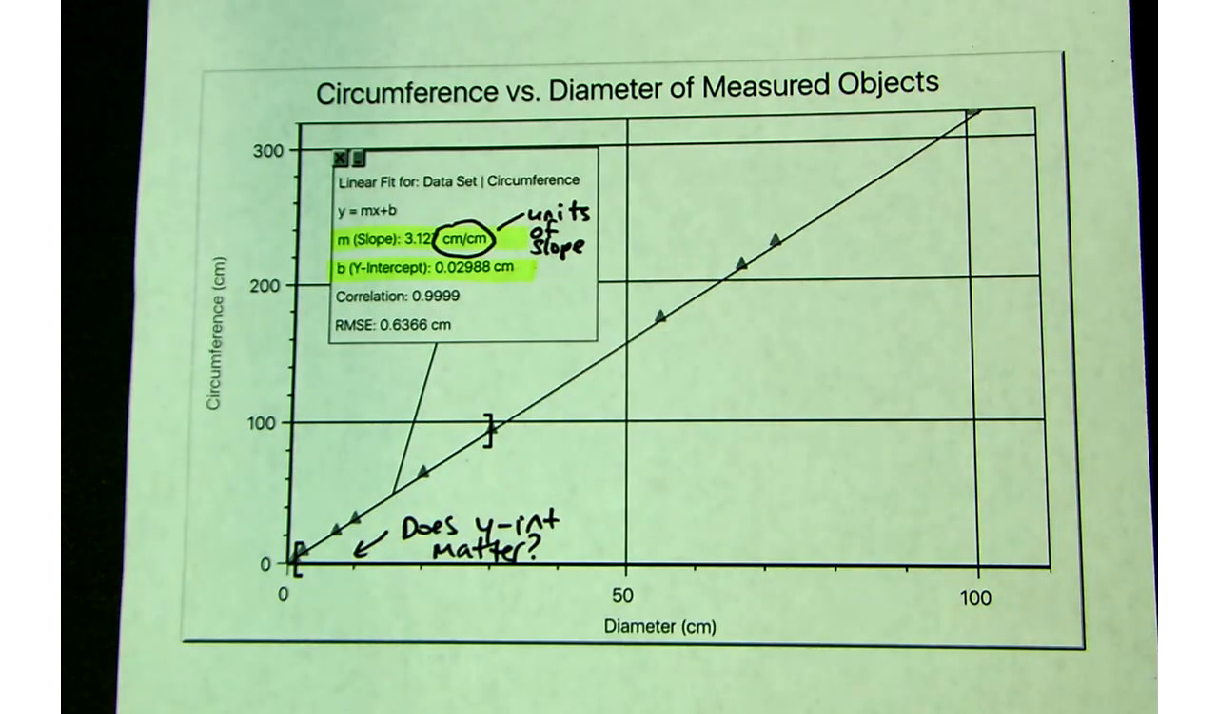We just want to get it. So the thing is that we have all this data that goes, well, we measured things that were up to over 100 centimeters in width or in diameter. So does having a really, really tiny y-intercept, does that actually mean anything?